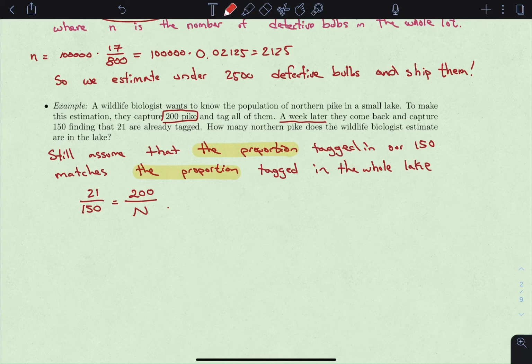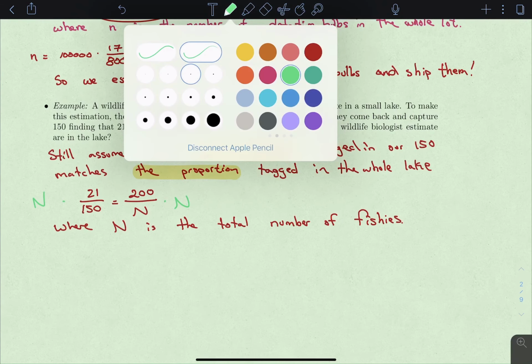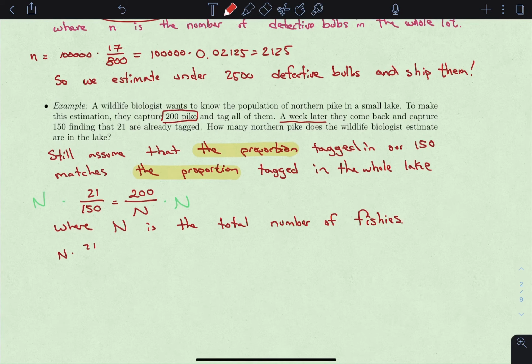And in this case, solving for n, we should write where n is the total number of fishies. And in this case, we need to solve for n. And it's a little bit more involved of an algebraic process than the previous example. So we can multiply both sides by n and get n times 21 over 150 equals 200.